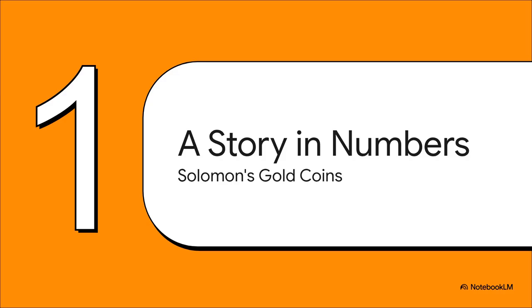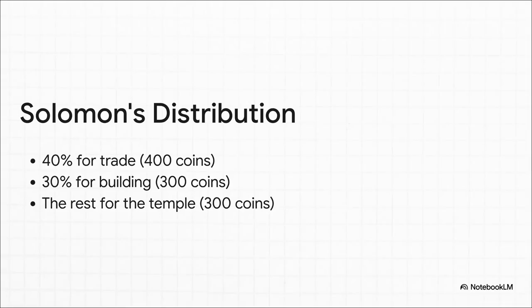To make this all feel really concrete, we're going to use a simple, easy-to-grasp story. Let's take a look at the case of King Solomon and his plan for distributing 1,000 gold coins. This is going to ground everything we learn in a super clear example. Okay, so here's Solomon's plan laid out as a simple list. He's putting 40% towards trade, 30% for building projects, and the last 30% for the temple.